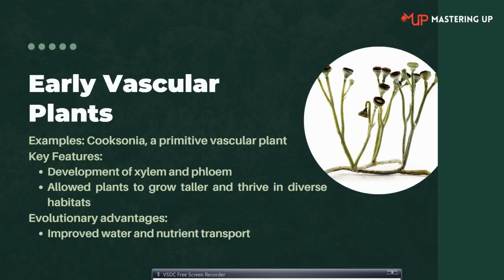But in the case of vascular plants, you can see the first vascular plant, Cooksonia, had this vascular system. That's why they were able to grow tall, and it improved their nutrient and water transport, and they were able to thrive in a wide range of habitat conditions. So Cooksonia is an example of the early vascular plants. From Cooksonia, the modern-day developed vascular plants formed.